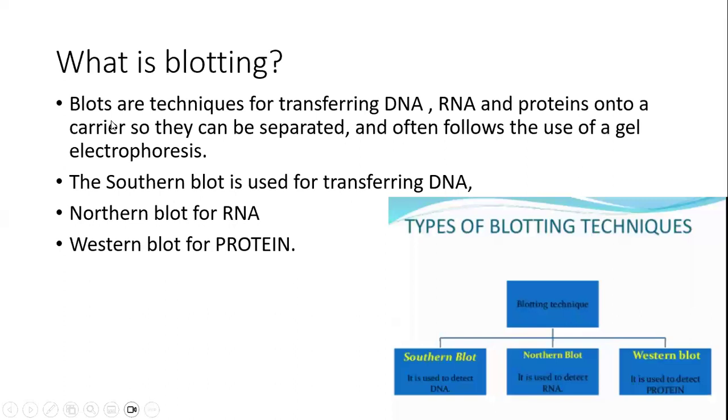Hello students, in today's class we are going to learn about different types of blotting techniques. So blotting techniques are basically techniques that are used for transferring DNA, RNA or protein molecules onto a membrane where it can be used for detection of specific DNA, RNA or protein molecules. So the southern blotting technique is used to detect specific DNA, northern for detecting RNA, and western blotting is for detecting specific protein molecules.